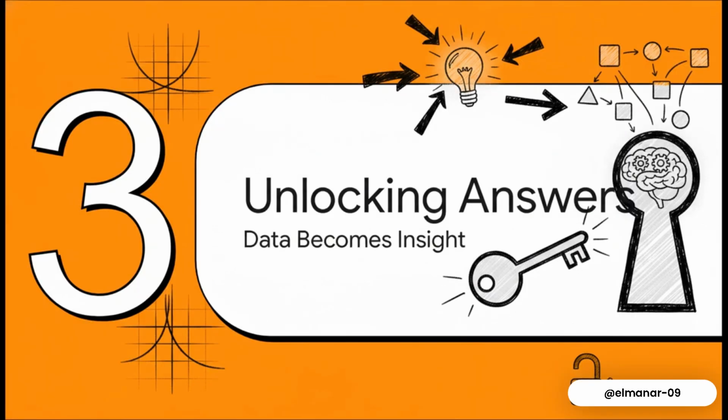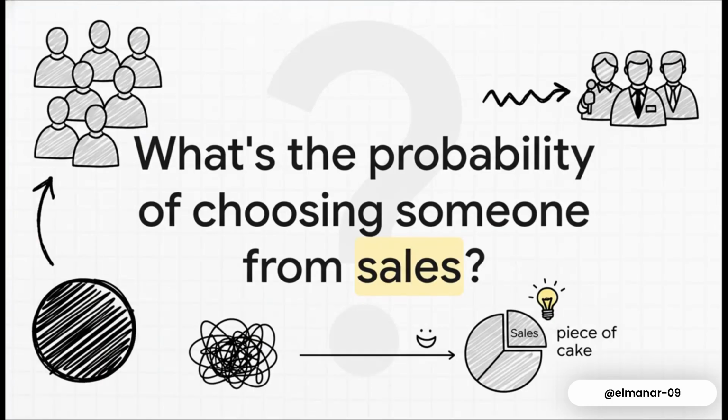So now for the payoff. We did the heavy lifting of getting everything organized. And with our completed table, answering those tricky-sounding questions becomes almost laughably easy. This isn't just data anymore. It's insight, just sitting there waiting for us. All right, first question. If you pick one employee at random from the entire company, what's the probability they work in sales? A minute ago, this was a pain. Now, it's a piece of cake.